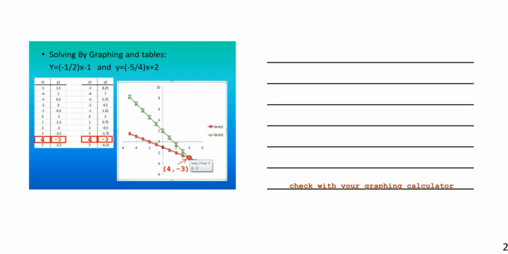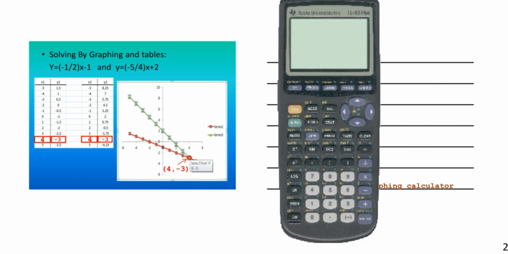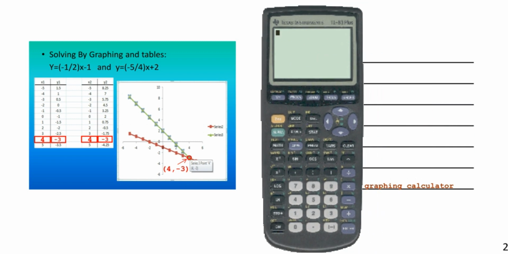You can try checking with your calculator as well, right? So let's try real quick with our calculator, see what we come up with. That means we're graphing two equations. So turn on your calculator if you haven't already. Very bottom left button is the on button. TI-84s are similar to TI-83, so it's something to be aware of.